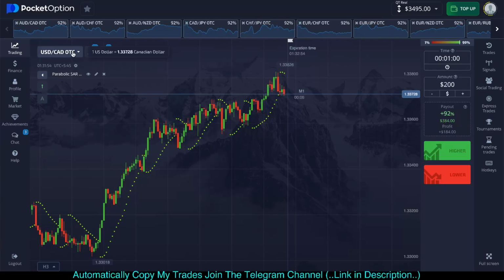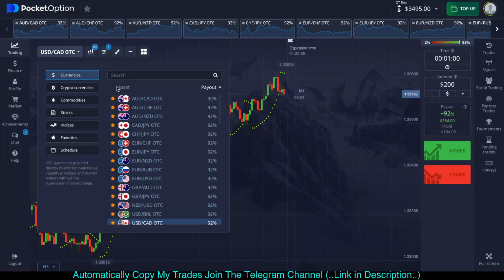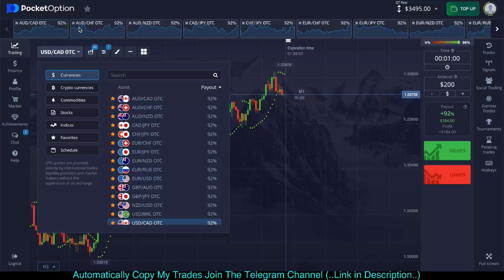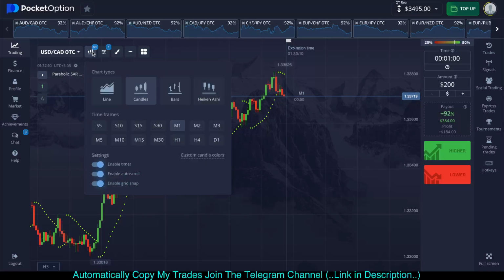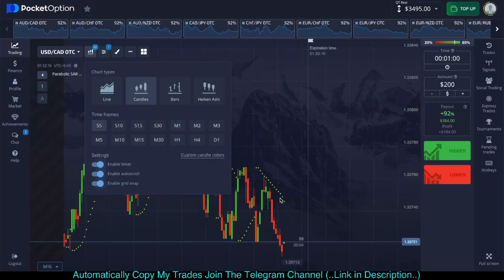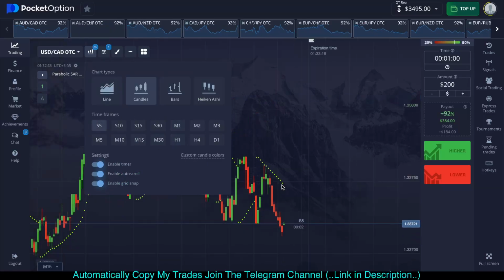First thing you need to do is make all of these currency pairs your favorite. Just make this star yellow, and all of the currency pairs that have over 90 or 92% payout will appear here. Just see the payout percent here. Once you do this much, click on here, click on these candles and make it S5, so that all of these candles are forming in a 5-second time frame.